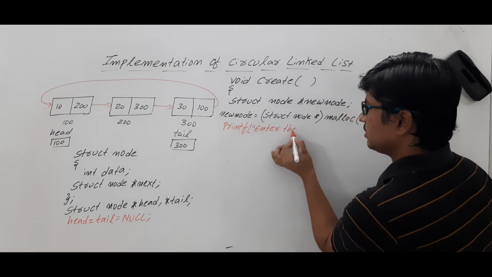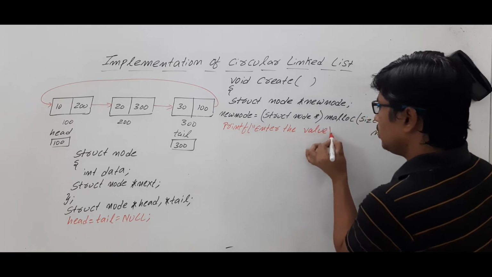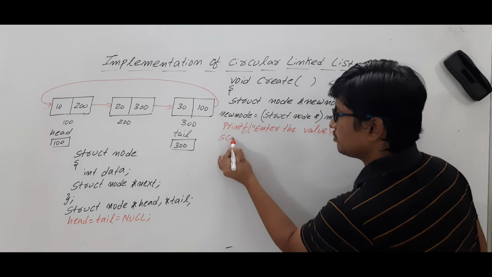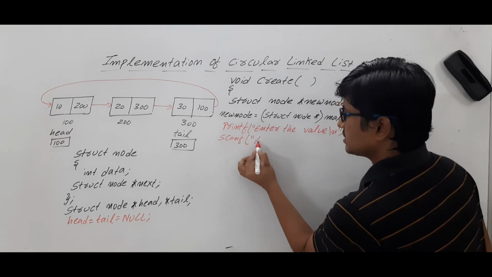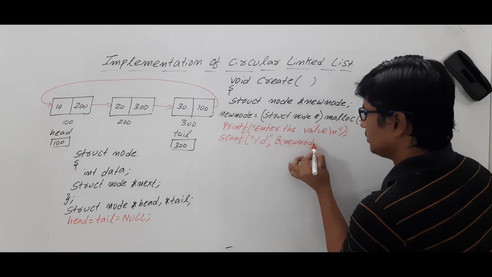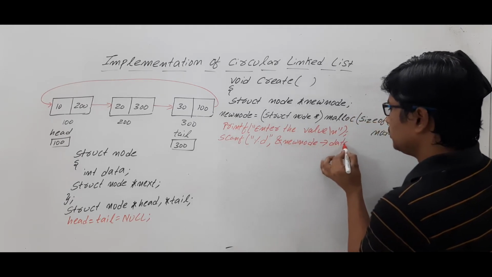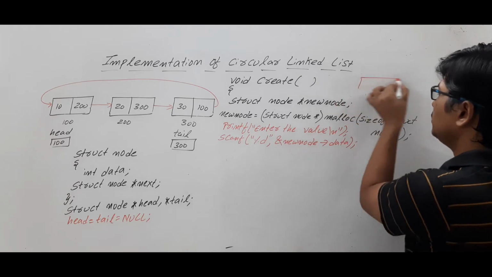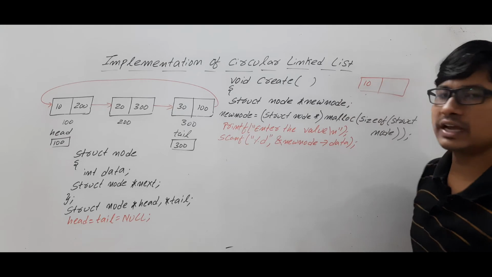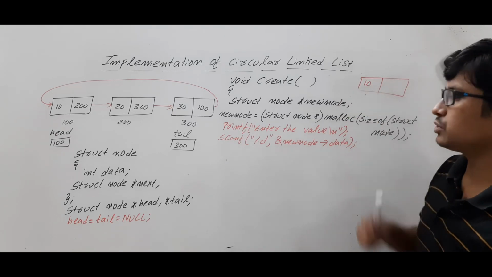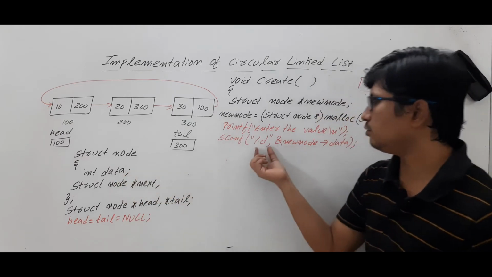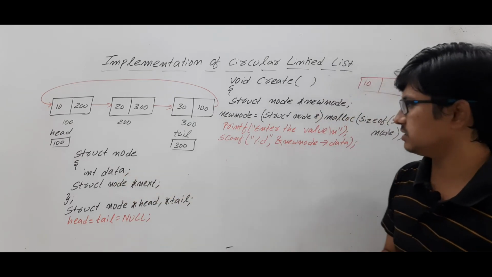Printf, enter the value. Once the user has entered the value, we need to read it with the help of the scanf function. Scanf %d, ampersand new node of data. So whatever value the user is entering, I am storing in new node of data. Suppose the user has entered the value 10, then I am storing it here. Is it clear? Are you able to understand?